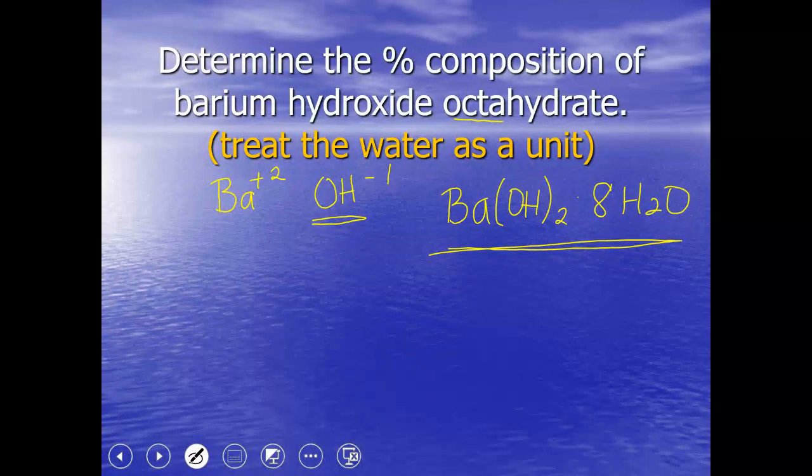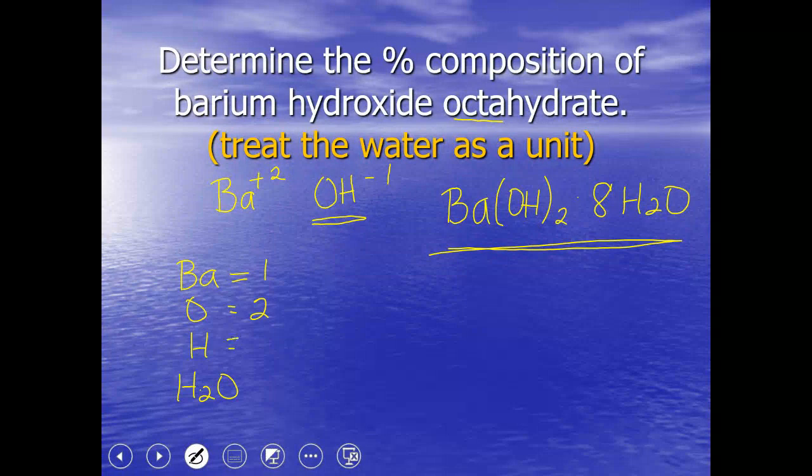Now, when you do that, what you want to do is just treat the water like 1 unit. So, for example, we have barium, we have oxygen, we have hydrogen, and then I'm just going to treat the water like it's just 1 unit altogether. So I look at my formula. I have 1 barium, I have 2 oxygens, and I have 2 hydrogens. Now, you might be thinking, there's a lot more than that. But remember, the other hydrogens and oxygens over here, they are part of this unit of water. And I'm going to account for that because there's 8 of them.